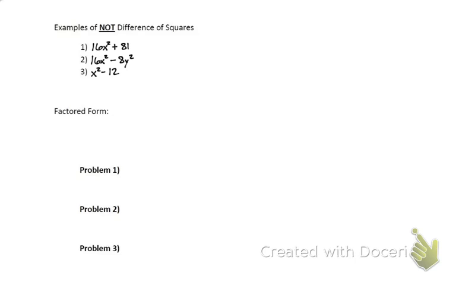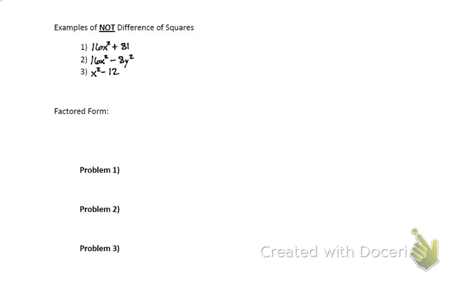Okay, so here are 3 examples that I'm telling you are not difference of squares, and I want you to copy them down and then try to figure out why they're not. So, copy these down, check to see if you can figure out why they're not difference of squares after pausing the video, and then come back and listen to my explanation. So, here we go.